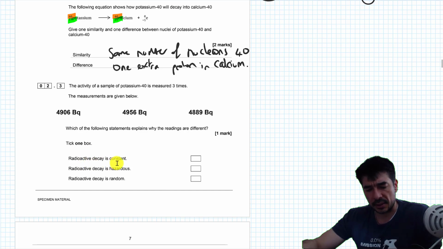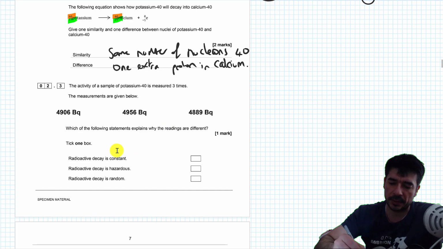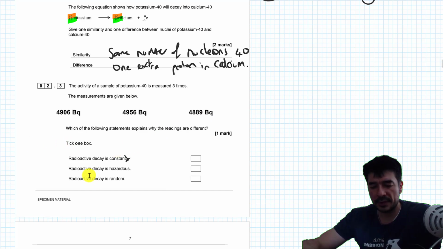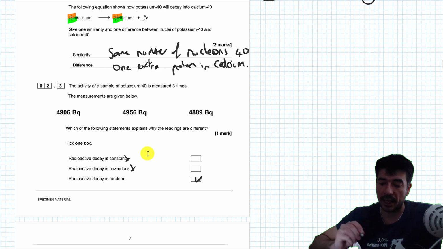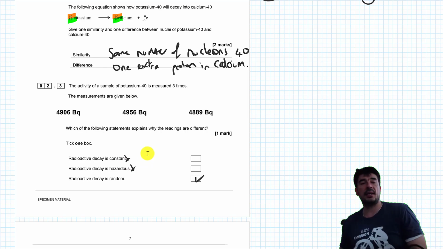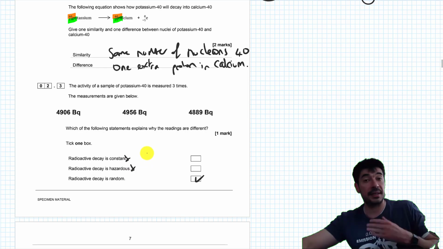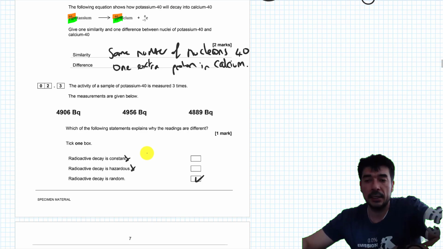Radioactive decay is constant. Well, it's changing, so that means it's the exact opposite. Radioactive decay is hazardous. Again, this has nothing to do with it being dangerous or safe. It's talking about the fact they measured the decay rate 3 times and it was slightly different numbers all 3 times. So it's got nothing to do with safety. Radioactive decay is random. Yes, that's what I would say as well. Radioactive decay is 100% random. You can never predict when a nucleus will decay. You can only predict the probability of its decay.